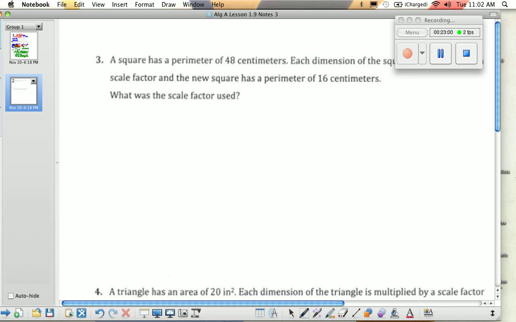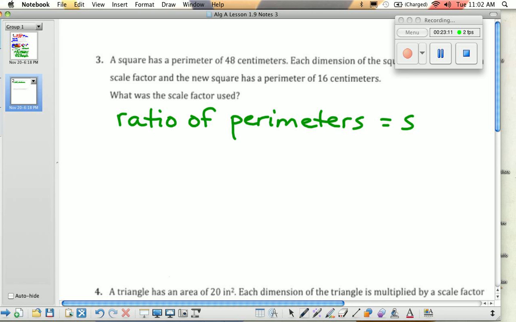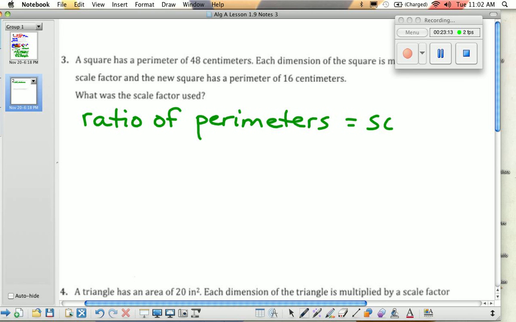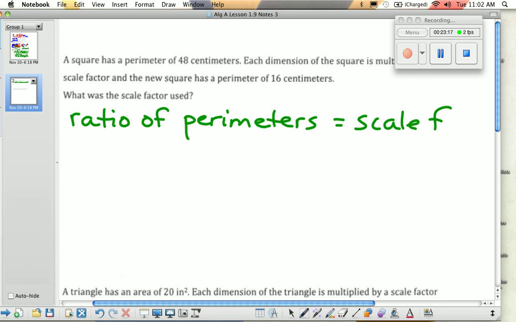Okay, let's put this down. Let's write down ratio of perimeters equals the scale factor. And we can call that x if we want. The scale factor and the ratio of the perimeter should always turn out to be the same. Always. The perimeter changes by the same amount as the dimensions do. That's what this is saying.